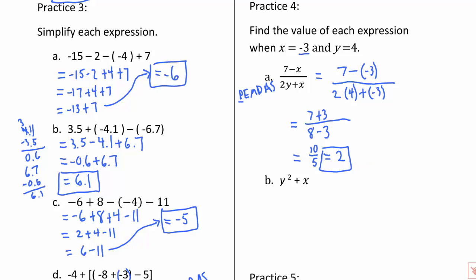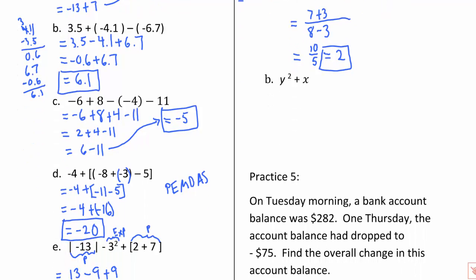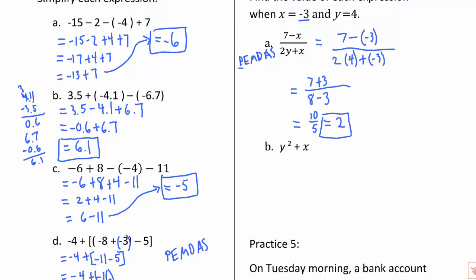Now let's look at B here. B says y squared plus x. Now y, again, if you look up here, y is 4 and x here is -3. So I'm going to put this in parentheses. The y is 4, and then we square it, plus the x, which is -3.